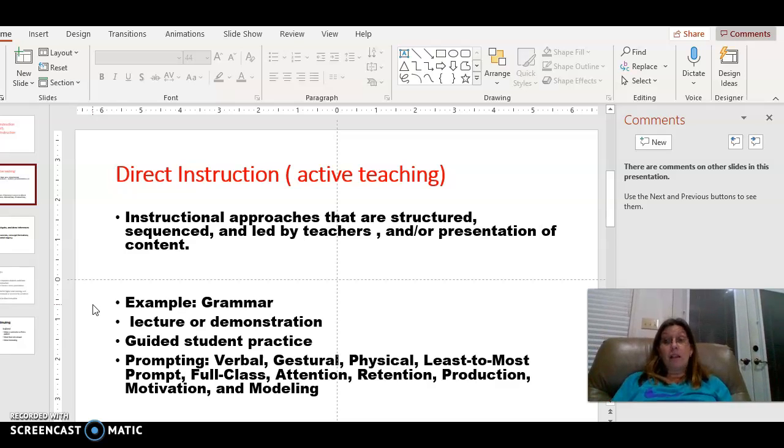And actually, modeling grammar is something that teachers need to do every day. They need to be modeling proper grammar usage.